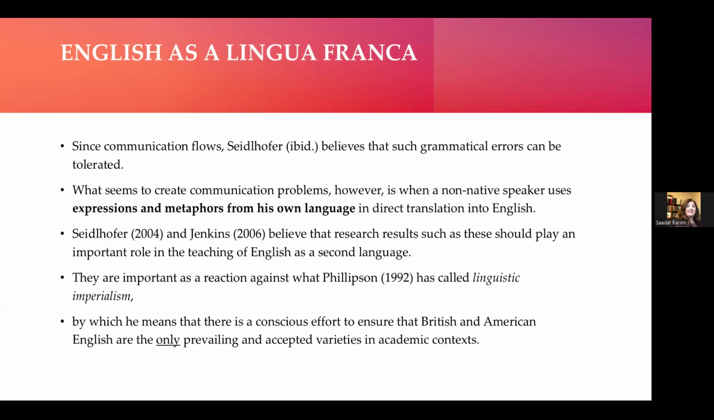Seidelhofer and Jenkins believe that research results such as these should play an important role in the teaching of English as a second language. They are important as a reaction against what Phillipson has called linguistic imperialism, by which Robert Phillipson means that there is a conscious effort to ensure that British and American English are the only prevailing and accepted varieties in academic contexts.